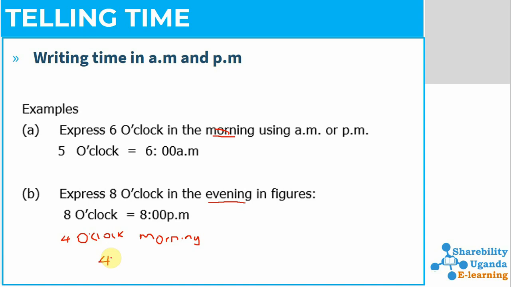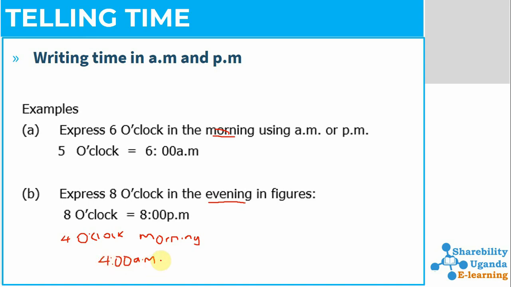We say 4, we put these dots, because they have not put for you the minutes. Then you shall just put our AM. Okay, so in this way you will tell someone that it was for AM.